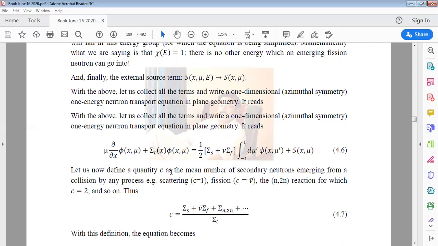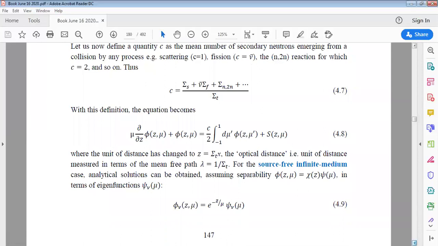So imagine if I had no multiplication, so these terms would be zero. So C would be a number less than one. It would just be sigma S over sigma T, the sigma scattering over sigma T. So it would be the probability of scattering. If there is fission, then of course C would be a number greater than one. So it could have the value nu bar. If there's an N2N reaction, it would have the value 2. So we're going to look at values less than 1 first, and then I'm going to tell you what happens if the values are greater than one.